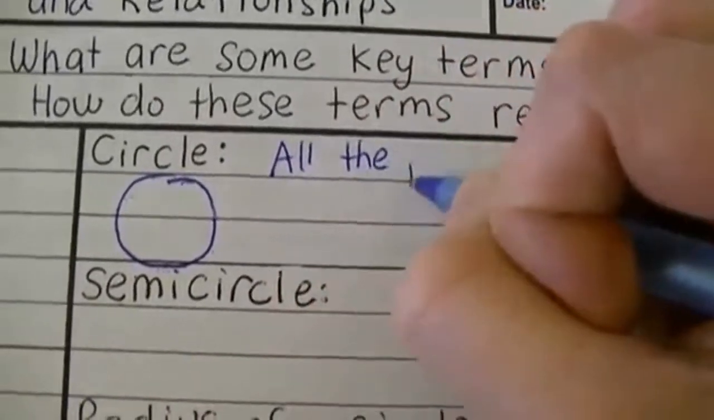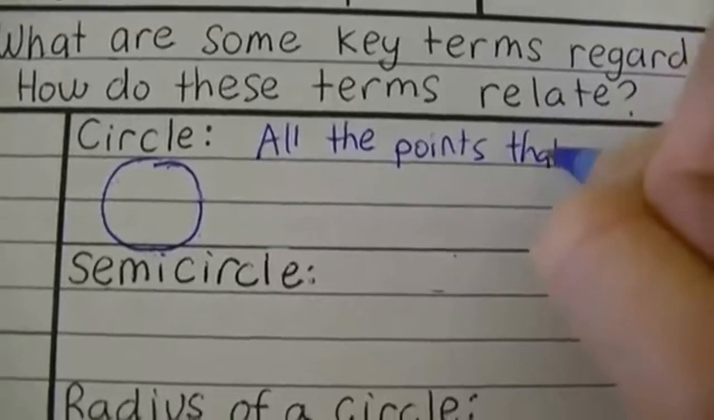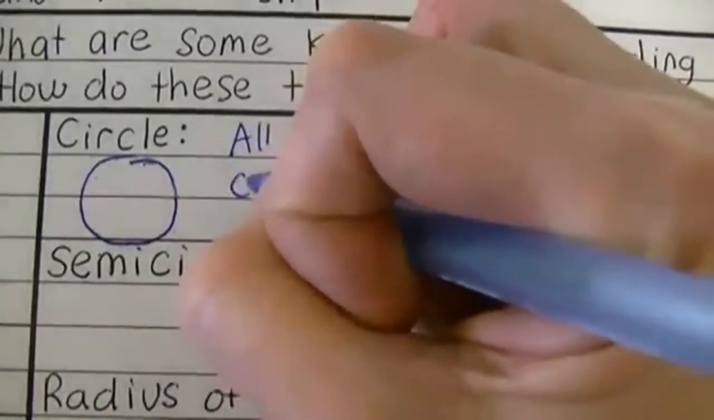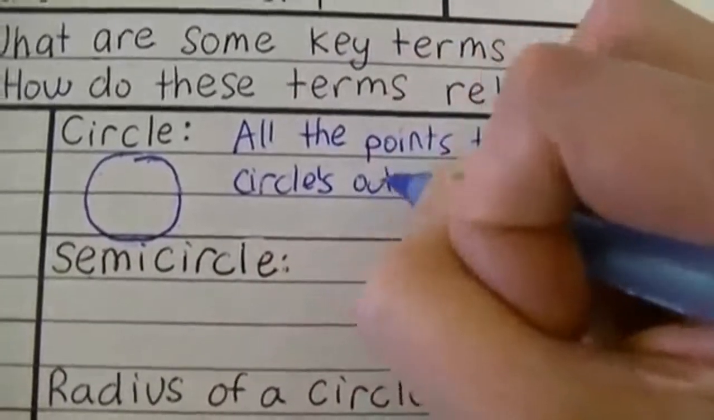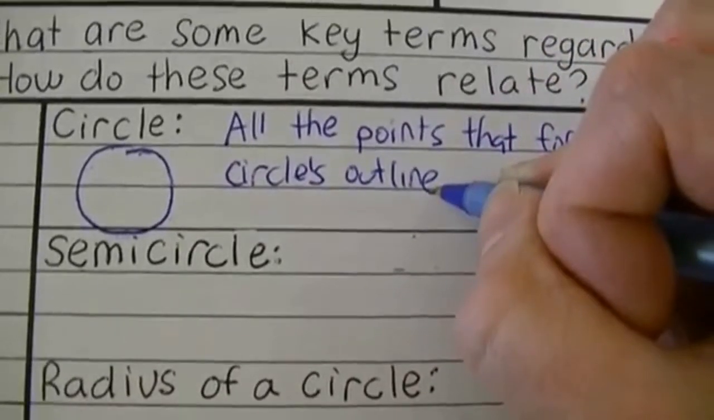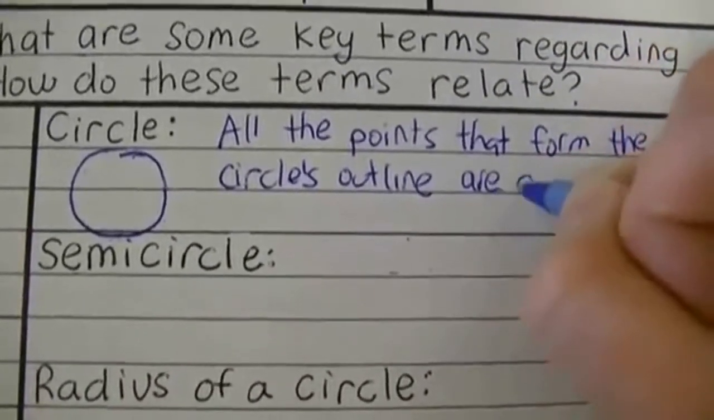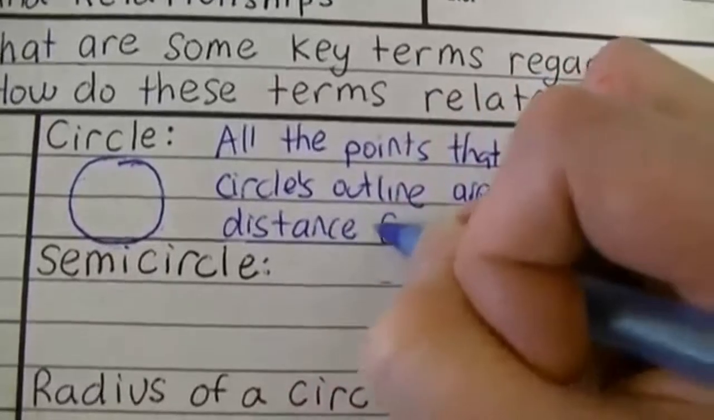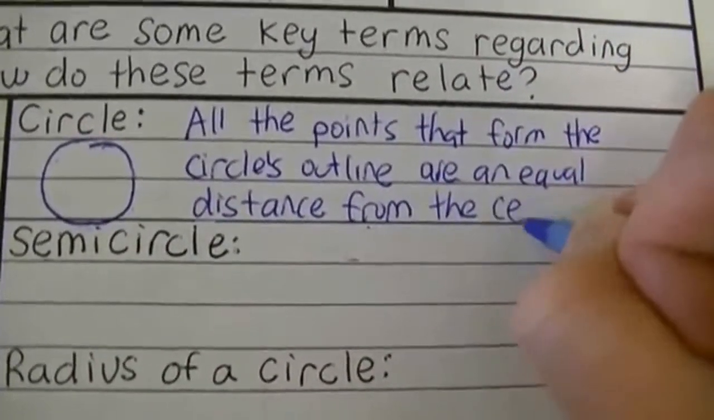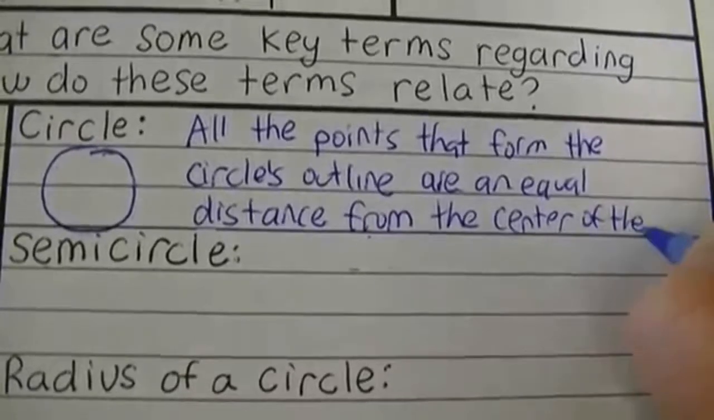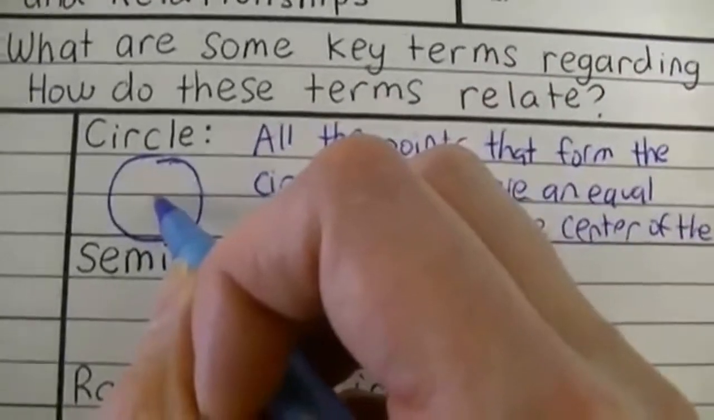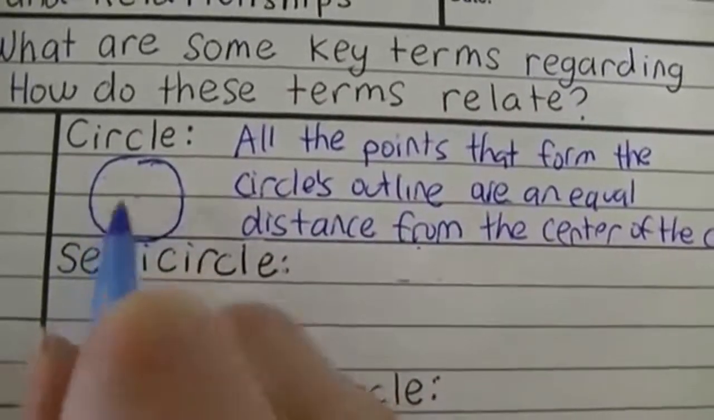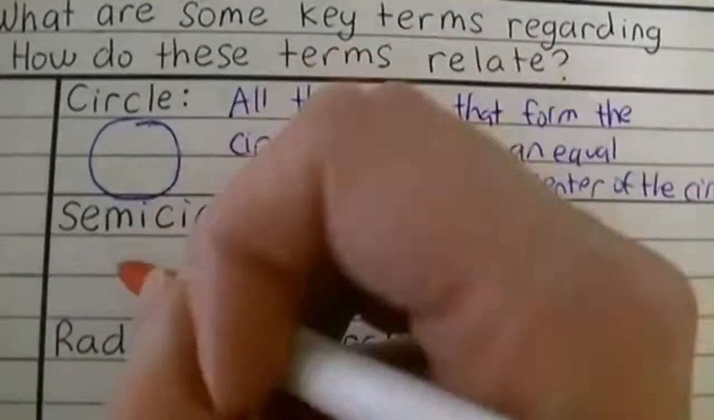All the points that form the circle's outline are an equal distance from the center point. Okay, so right here in the very center, all these points are an equal distance from the center point. Okay? All right, semicircle.